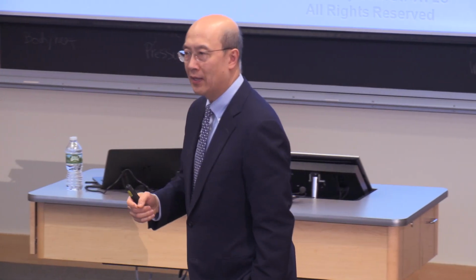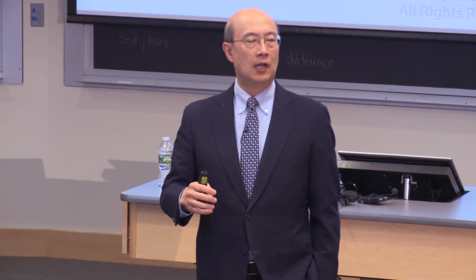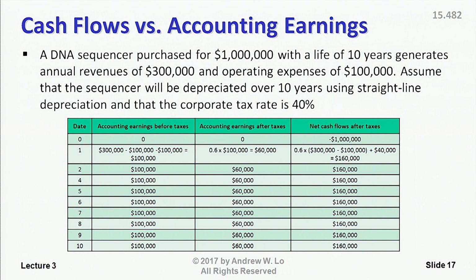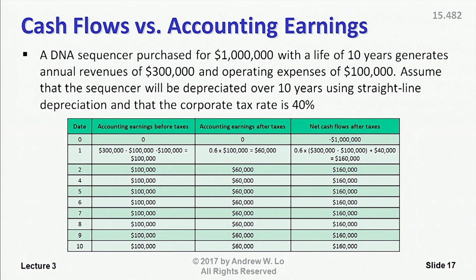Here's an example that I use in my introductory finance class. I'll describe it very briefly because I think it'll be pretty obvious. Suppose you're thinking about buying a piece of equipment, a DNA sequencer, and it costs $1 million and it lasts 10 years. And if you've got this DNA sequencer, you can use it to generate various kinds of assays that will bring you $300,000 a year in revenues, but it'll cost you $100,000 a year to operate the sequencer.